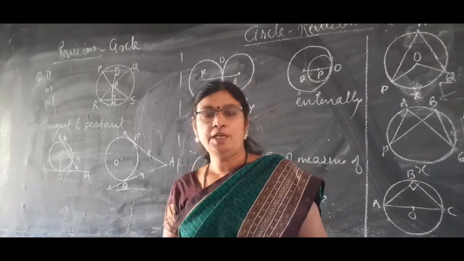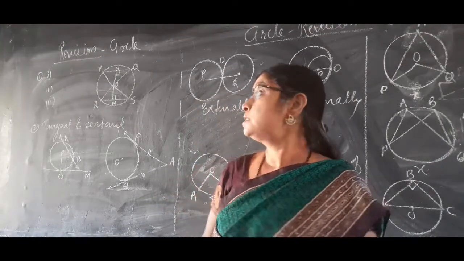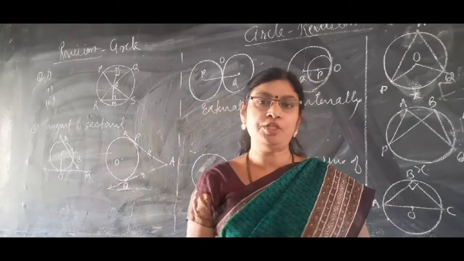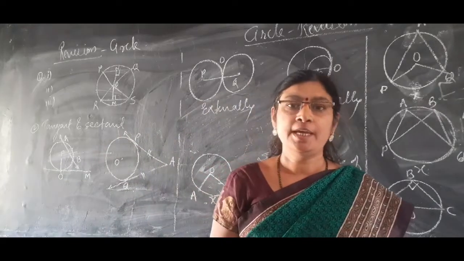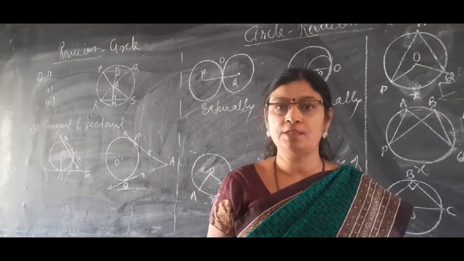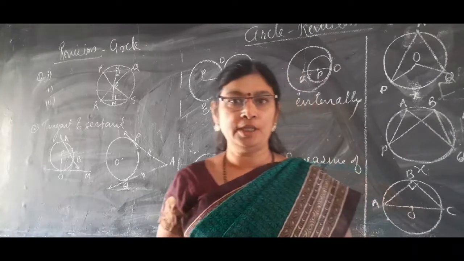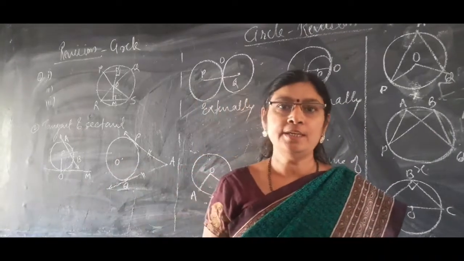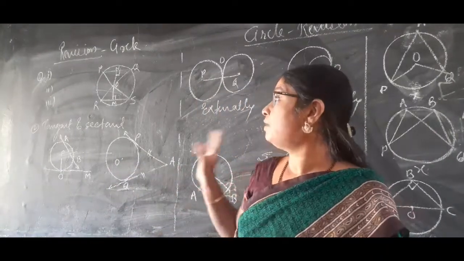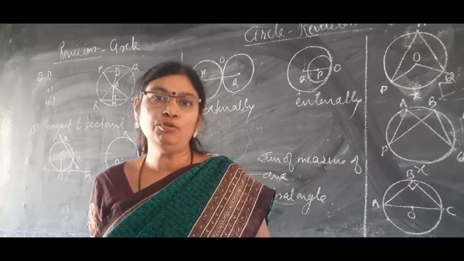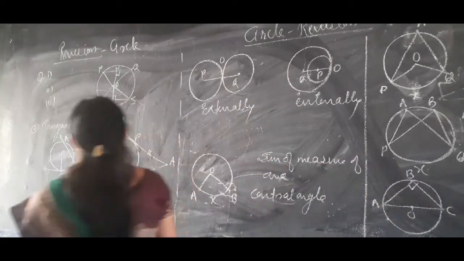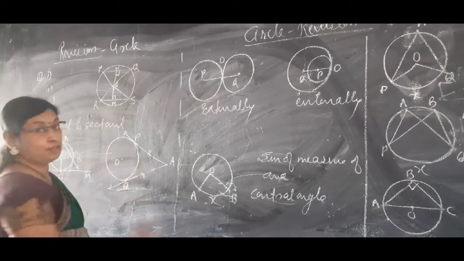In the previous video we have already completed the third chapter, Circle, which is the most important chapter, having how many marks? 12 marks. All the theorems are important, all the exercises are important. Now let's revise all the terms related to circle. Now see here, first is properties of circle.